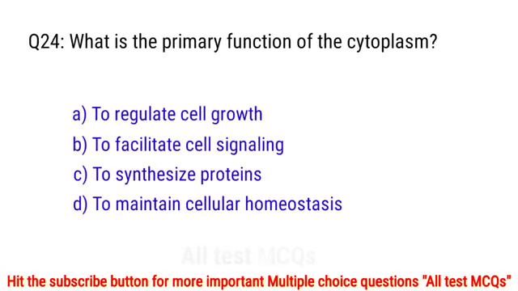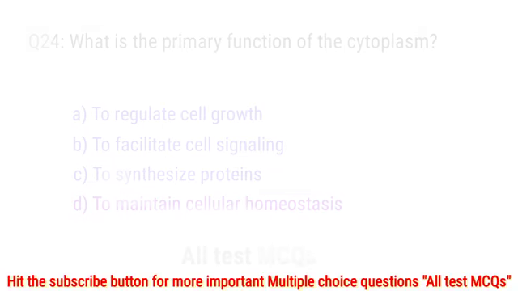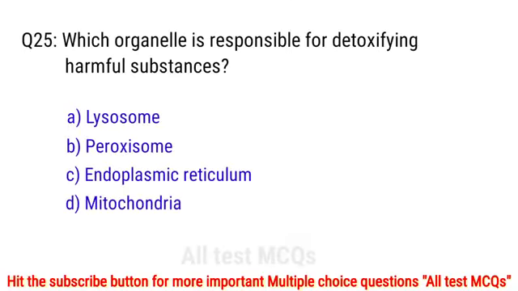Question number 24. What is the primary function of the cytoplasm? The right answer is option D. To maintain cellular homeostasis. Question number 25. Which organelle is responsible for detoxifying harmful substances? The right answer is option B. Peroxisome.